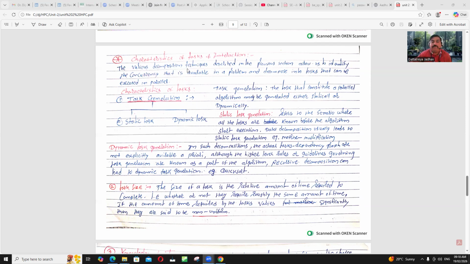The various decomposition techniques described in the previous section, which we learned in the last sections, allow us to identify the concurrency that will be available in a problem and decompose it into tasks that can be executed in parallel. So whatever we learned in the last lectures, the decomposition methods that will be available, that concept will be considered.